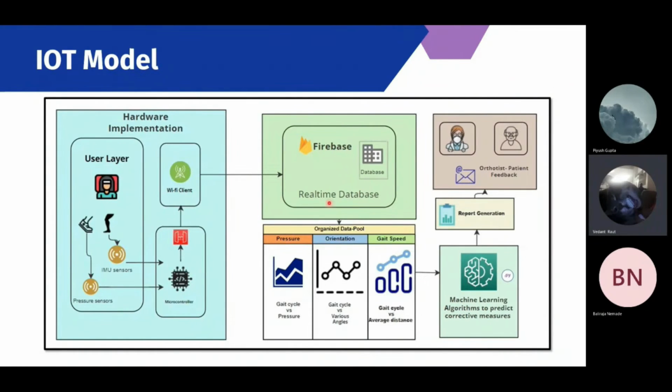server. And the data from that database server is divided into a data pool of three parts: pressure, orientation, and gait speed. And through our machine learning algorithms, we are predicting the corrective measures, and we are including that in our report. And we will send that report to the patient via email. Next.